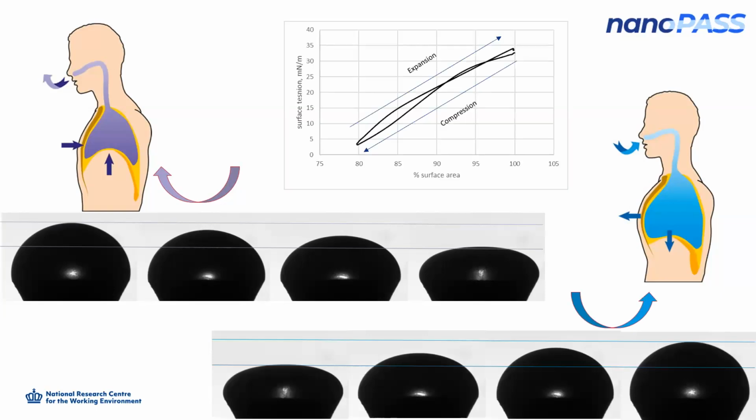So this can be depicted in these kinds of graphs. We have a surface area change of about 20%, so in the physiological range of the lungs when you're breathing. As you can see, as you compress, the surface tension of the droplet goes down. And when you expand the droplet, the surface tension goes up. And this happens with every cycle of breath that you take.